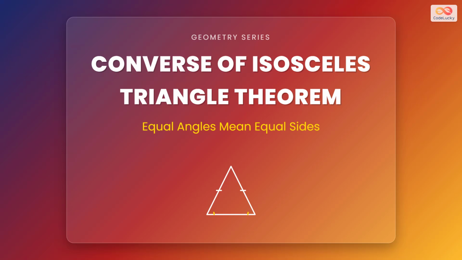Today, we are going to explore the converse of the Isosceles Triangle Theorem. Specifically, we will understand why equal angles in a triangle always lead to equal sides.